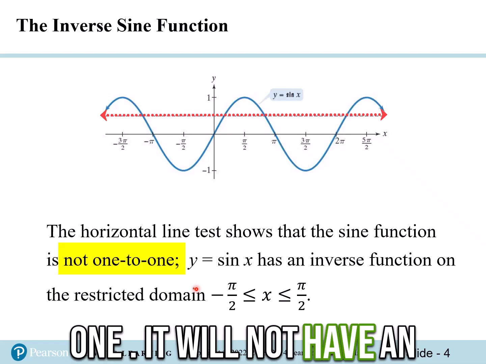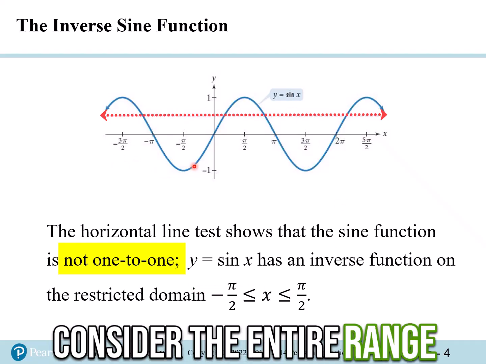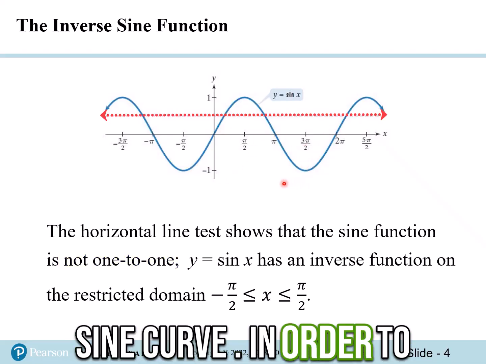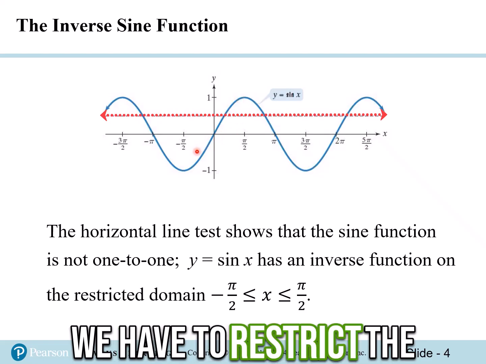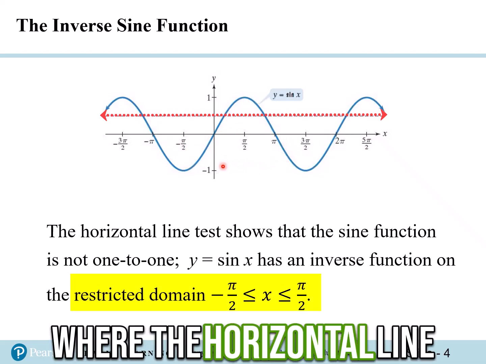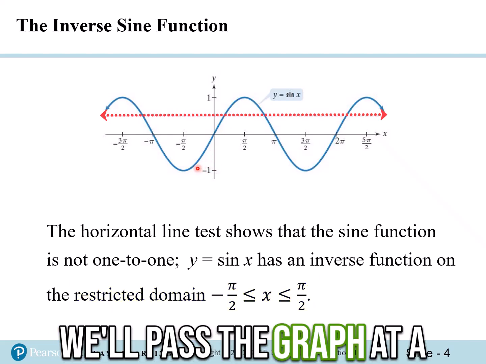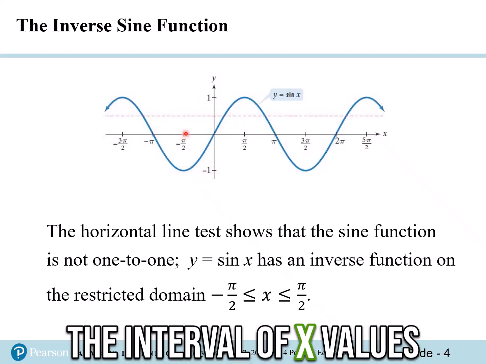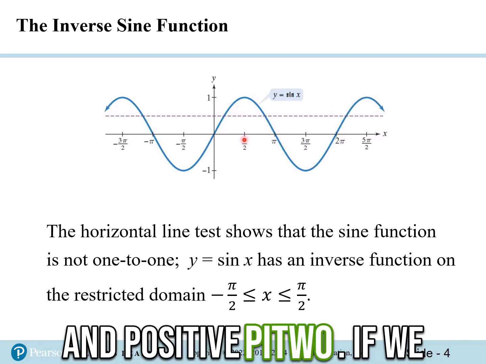It will not have an inverse function if we consider the entire range of domain values of the sine curve. In order to find an inverse function, we have to restrict the domain of the sine curve where the horizontal line test will be successful, will pass the graph at a single point, and that's the interval of x values between -pi over 2 and +pi over 2.